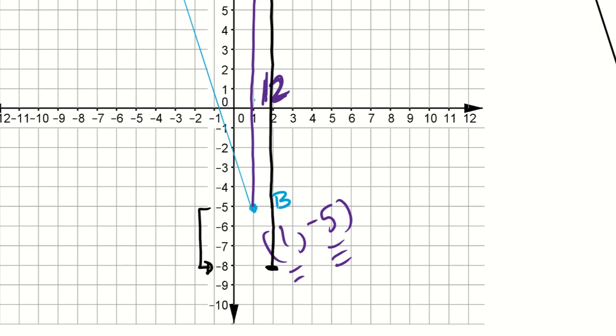So I now have identified the location of point C. C has to live at the point where x is 2 and y is -8. X is 2 and y is -8.